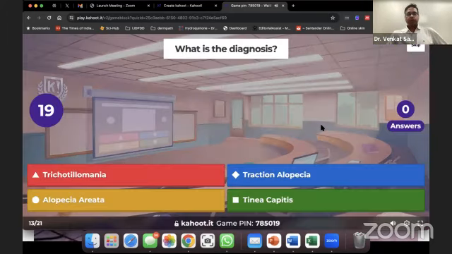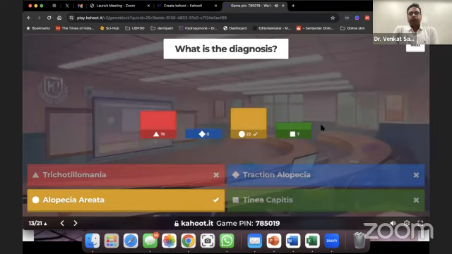What is the diagnosis? Right, the majority of you have got it right. The answer is alopecia areata. This is a typical trichoscopic picture.